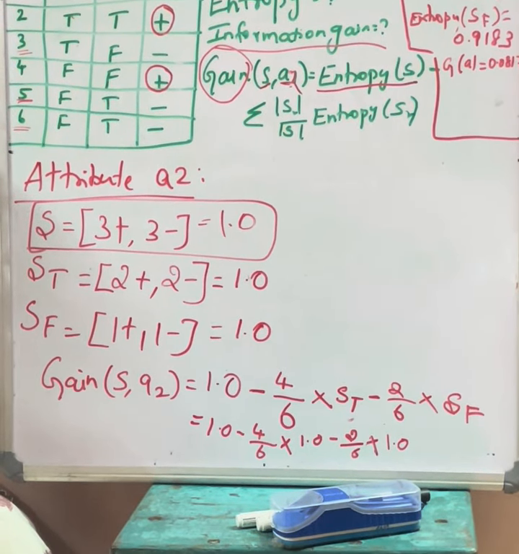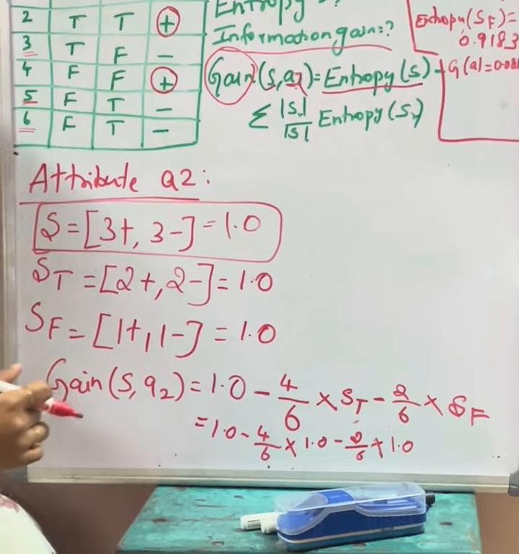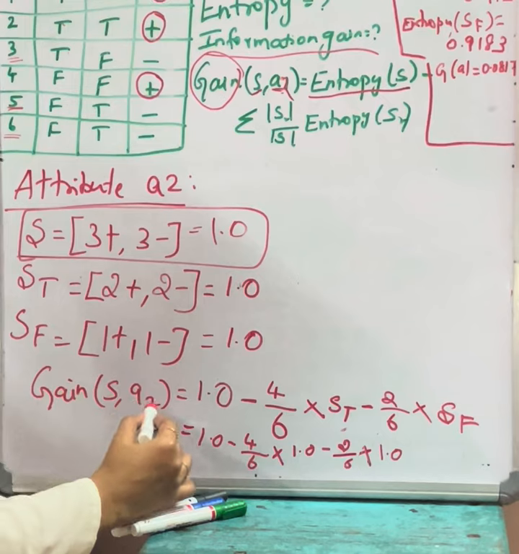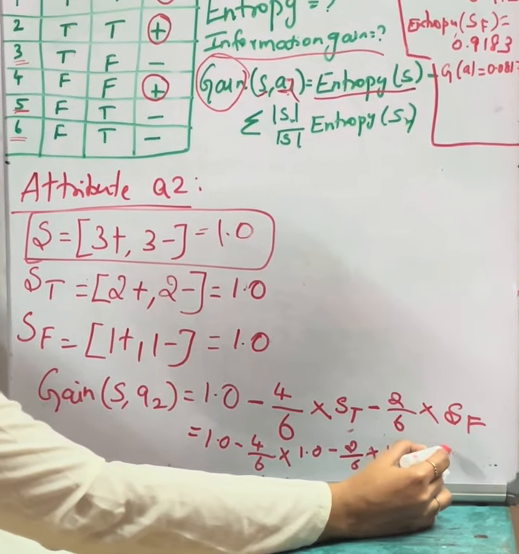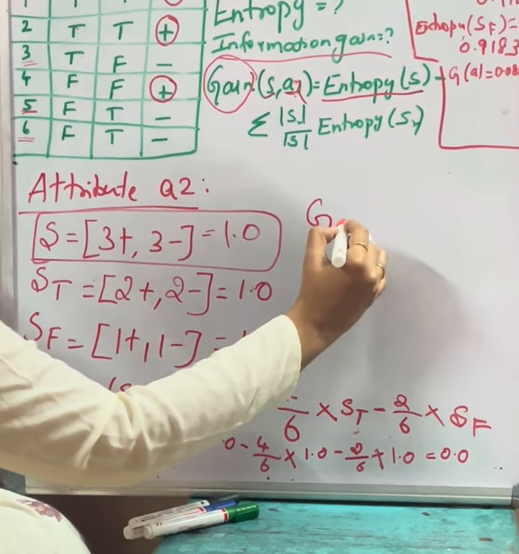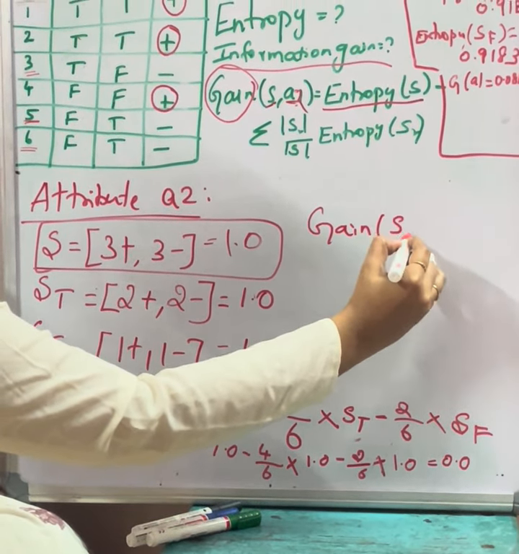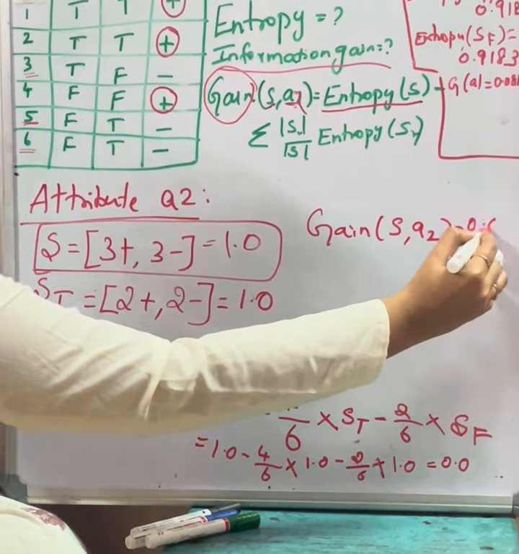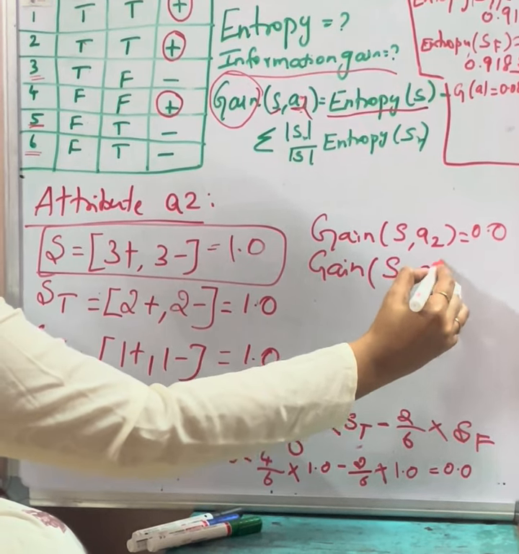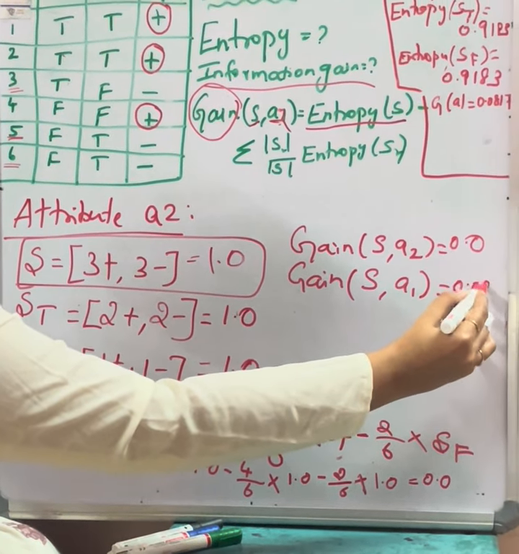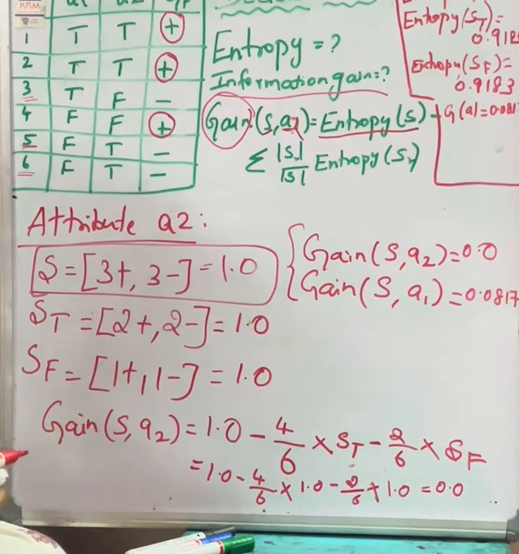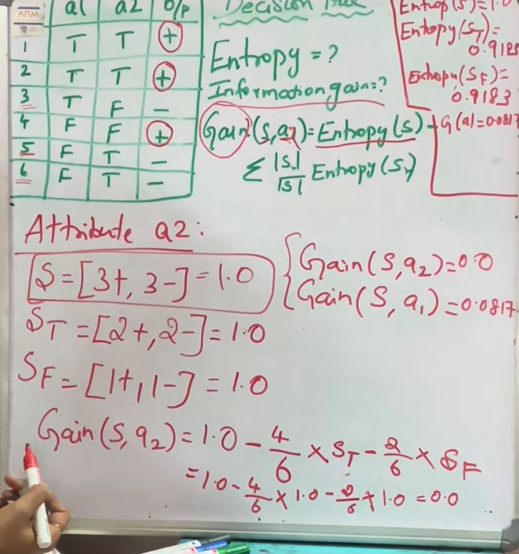So now when I calculate this, the information gain of S comma A2 will result in 0.0. So nothing, the gain of S comma A2 is 0. And already we have found the gain of S comma A1, which is 0.0817. Now we have to compare these two values, to see which has the highest gain.